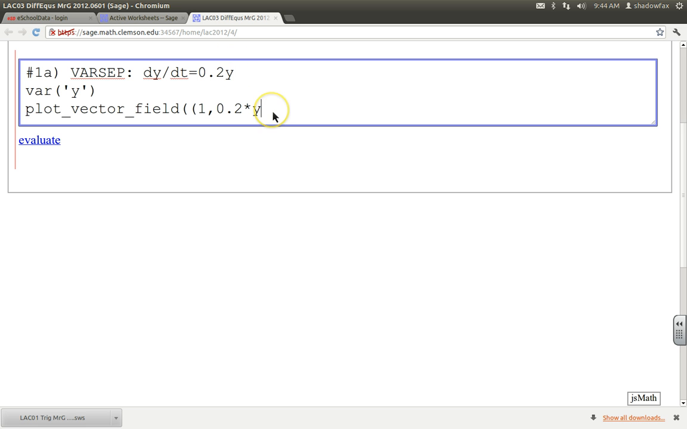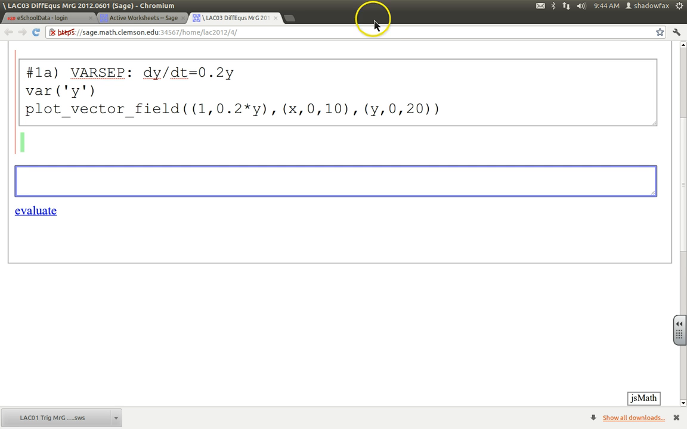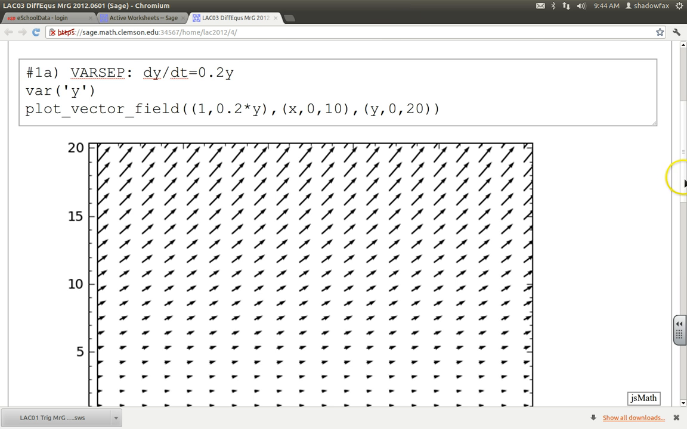Okay? Alrighty. And let's say, okay, I have to tell it the domain. Let's say x goes from 0 to 10. That's how you write it. The syntax for plot vector field is weird. And let's give it a range. How about y goes from 0 to 20? And that'll do. And there's your slope field.